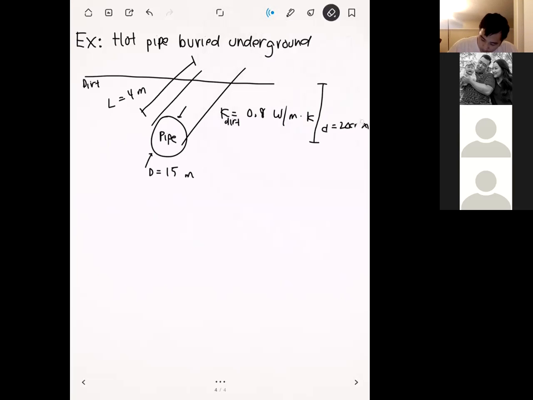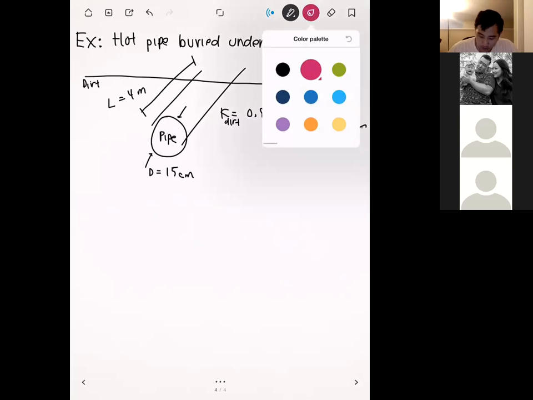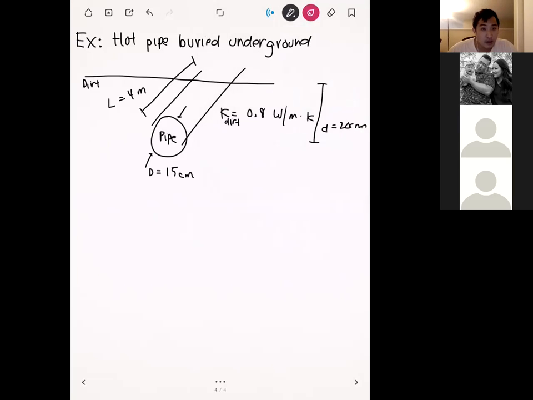Did you say the diameter is 15 meters? 15 centimeters, sorry. Yeah, that'd be a huge pipe if it was 15 meters. Okay. And so let's put some temperatures on this. Let's say that the pipe is held at a constant 75 degrees C.